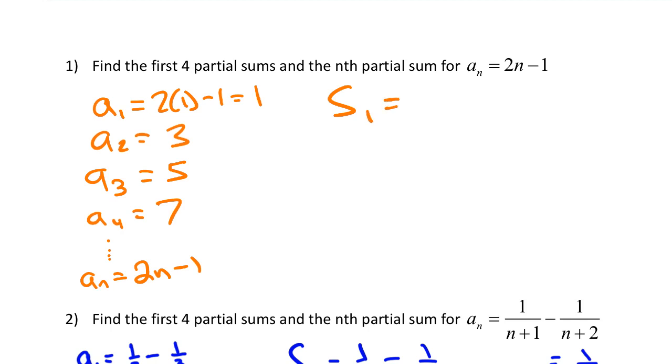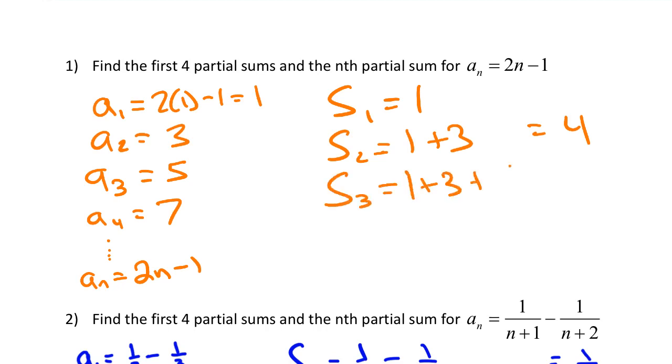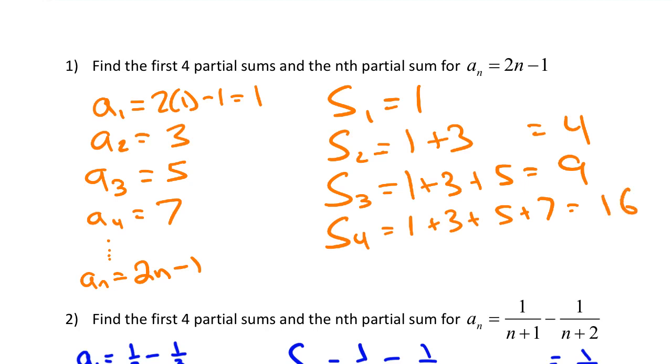So if I want to find the first four partial sums, I have S sub 1, which is literally the sum of the first term, which is just 1. S sub 2 is 1 plus the second term, 3, and that equals 4. The third partial sum would be 1 plus 3 plus 5, so that's 9. S sub 4, 1 plus 3 plus 5 plus 7, gives me 16.